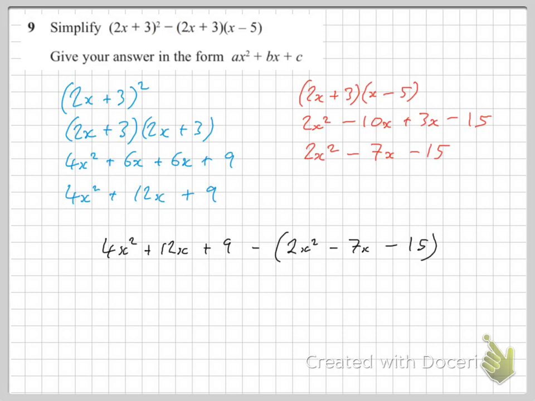Now we could use brackets here and here as well. Maybe you think that looks more symmetrical and better, but we don't need those. They're not actually doing anything, so I'm just going to get rid of them. So altogether we've got 4x squared take away 2x squared is 2x squared. 12x take away negative 7x is plus 7x, of course, so 19x, and 9 minus 15 is plus 24, and we're done.